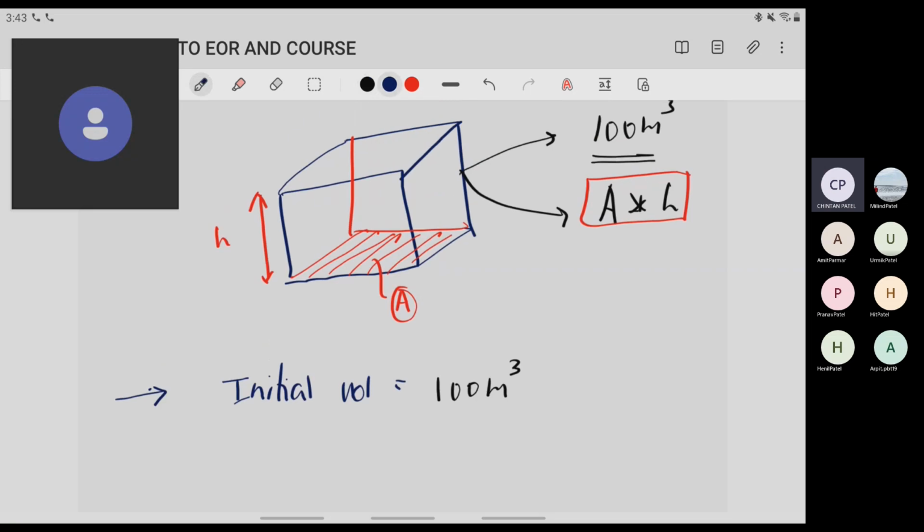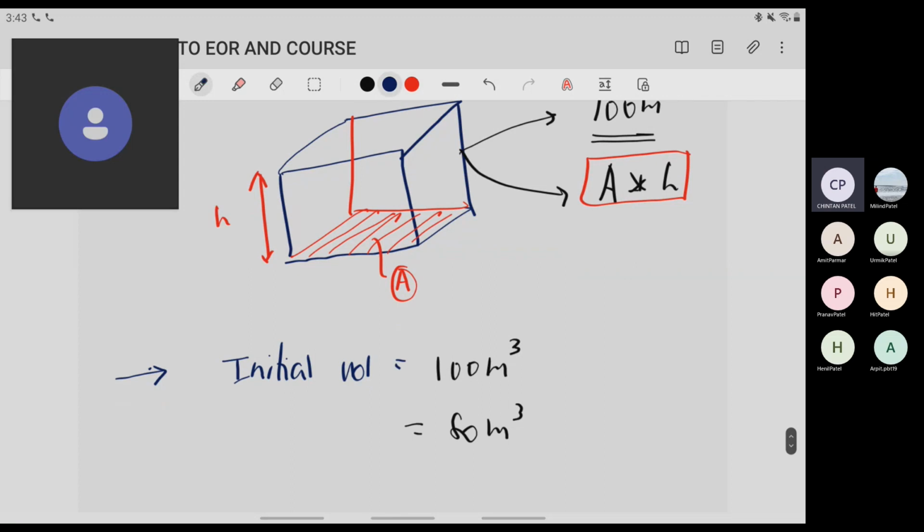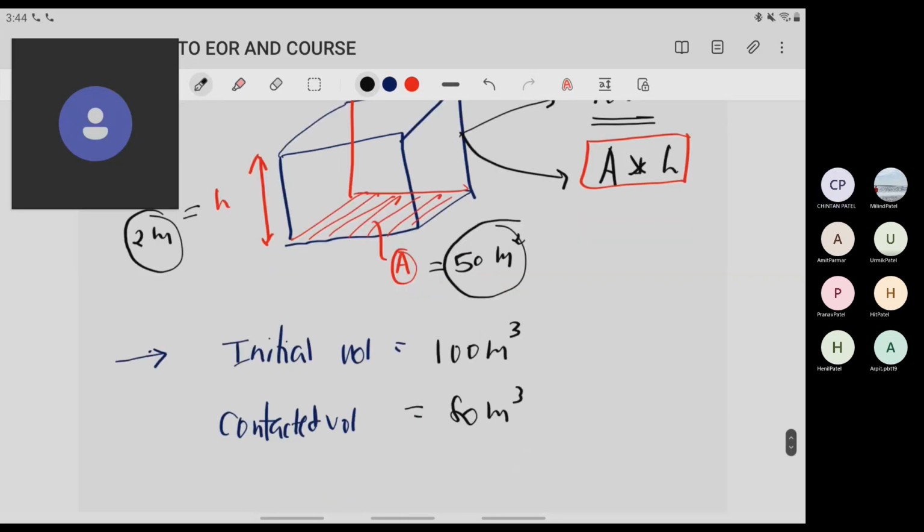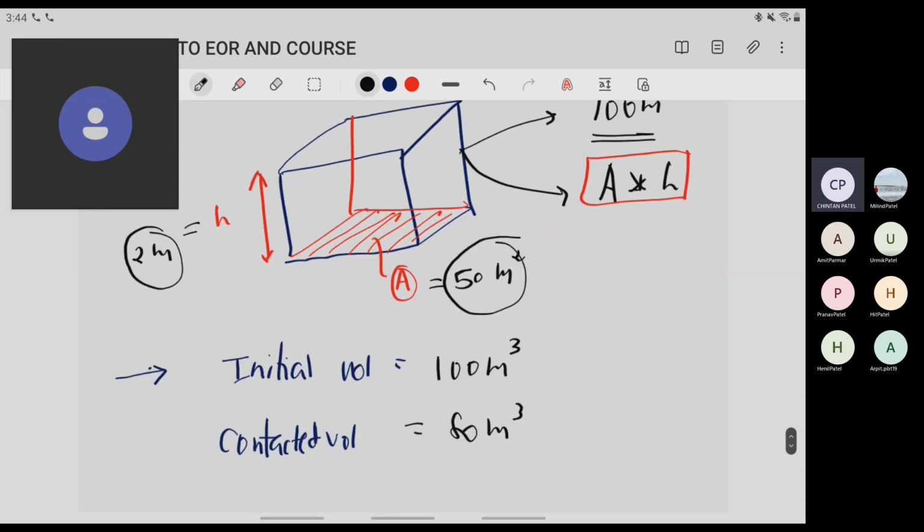Let's suppose whatever fluid I am injecting, or whatever method I am using, is covering a volume of, let's suppose, 80 meter cube. Contacted area, I can say contacted volume, sorry. Before this, let me do one thing. This is 50 meter square and this is 2 meter. So the total volume is 100 meter cube.